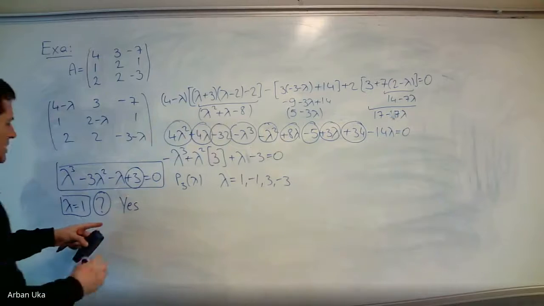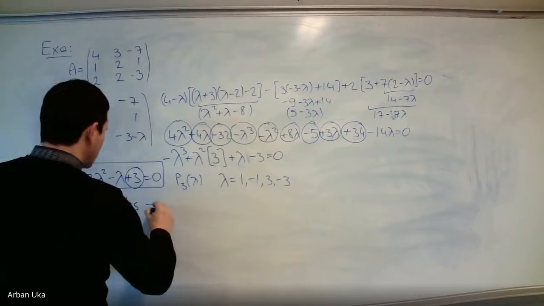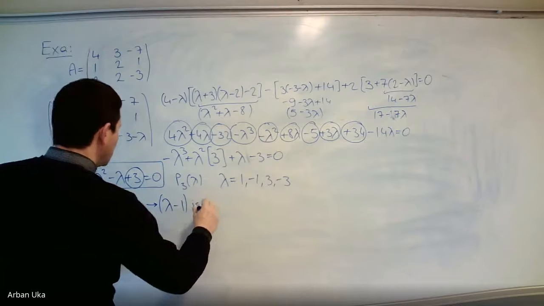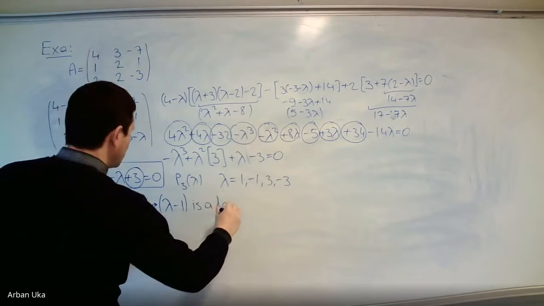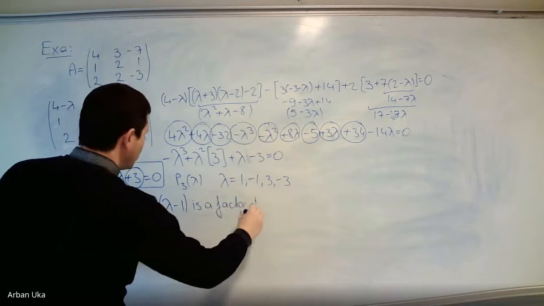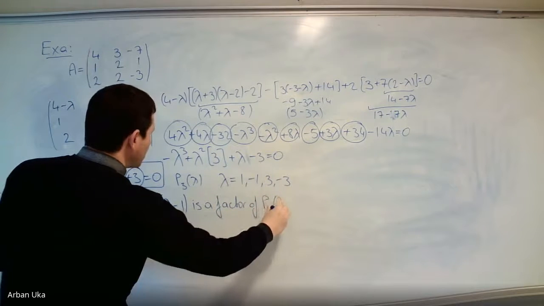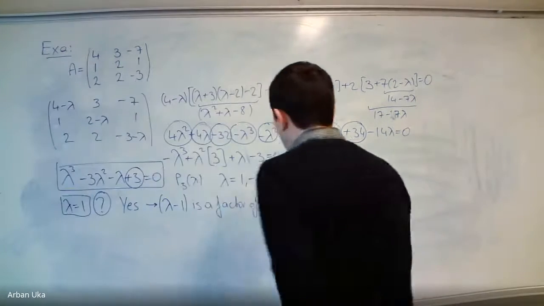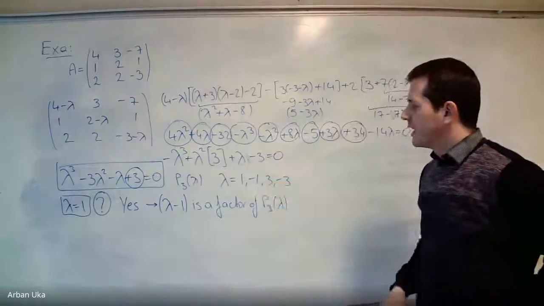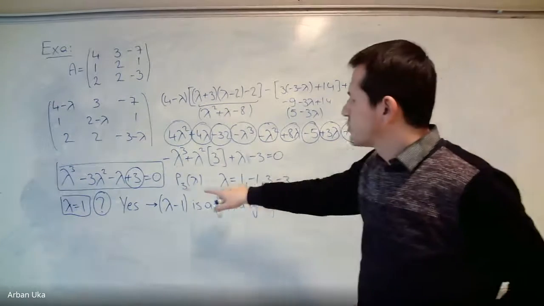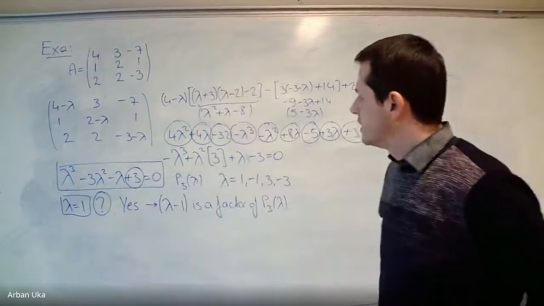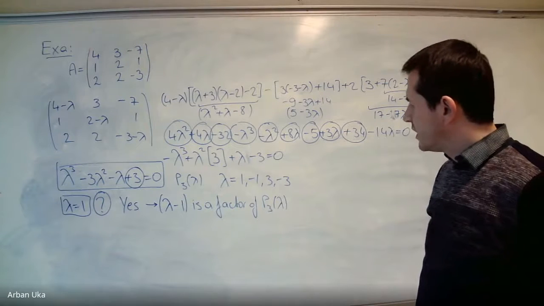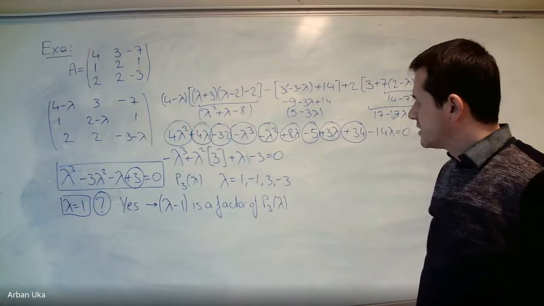Then, if this is a yes, then we can say the following. We can say that lambda minus 1 is a factor of the polynomial of third order in lambda. So at this moment, what we can do is that actually we can check also if minus 1 is a root. I doubt it, but let's check. Minus 1 to the power 3 is minus 1. Minus 1 minus 3 plus 1 plus 3. It's 0. It's also a root.